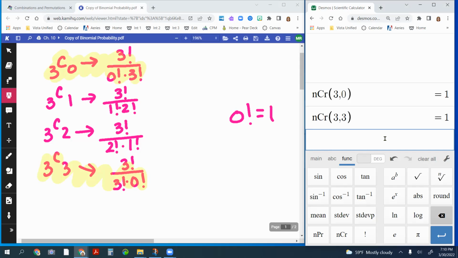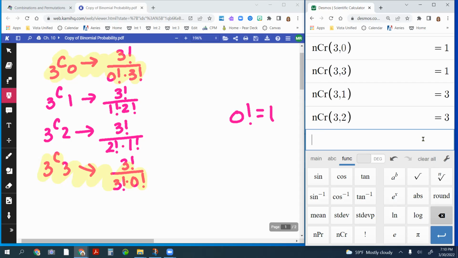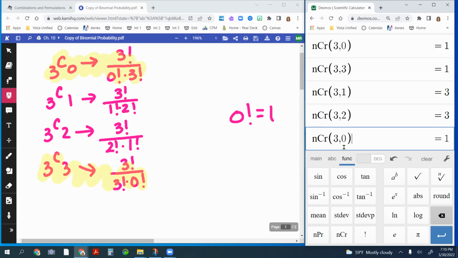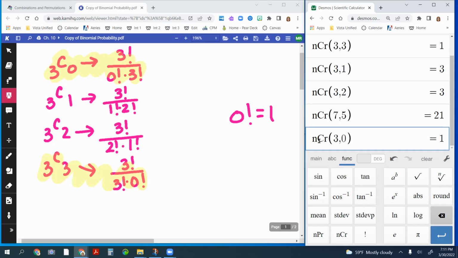Now, again, if I was doing 3 choose 1, for example, that is going to be the same as 3 choose 2, because 1 and 2 add up to 3. So, for example, let's say I was going to do 7 choose 5. Now, 7 choose 5 is going to be the same as, you got to ask yourself, what adds with 5 to get 7? 2. So that is going to be the same as 7 choose 2. And you see that I got the same answer over here. So I want us to understand that.